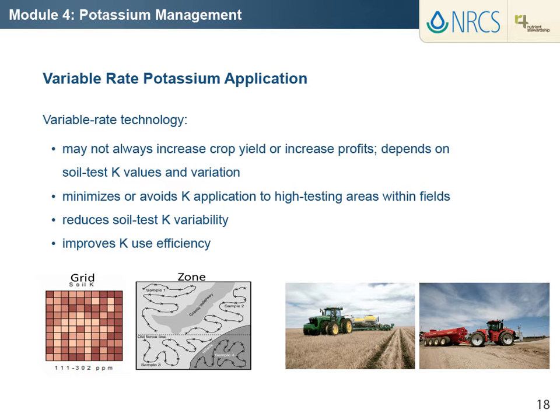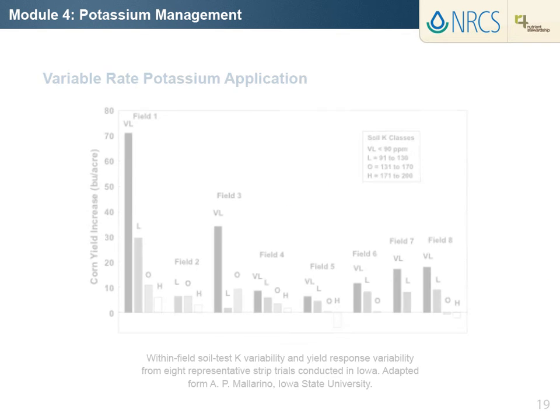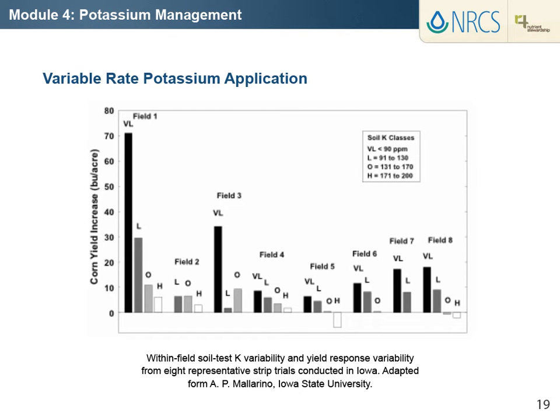Variable rate application of potassium fertilizer is now common in the Great Plains and Corn Belt. The figure shows an example of the variation in corn yield response to potassium fertilization for field areas 10 to 25 acres in size that had different soil test potassium values. As expected, the lower the soil potassium test level, the greater the crop yield increase to applied potassium.